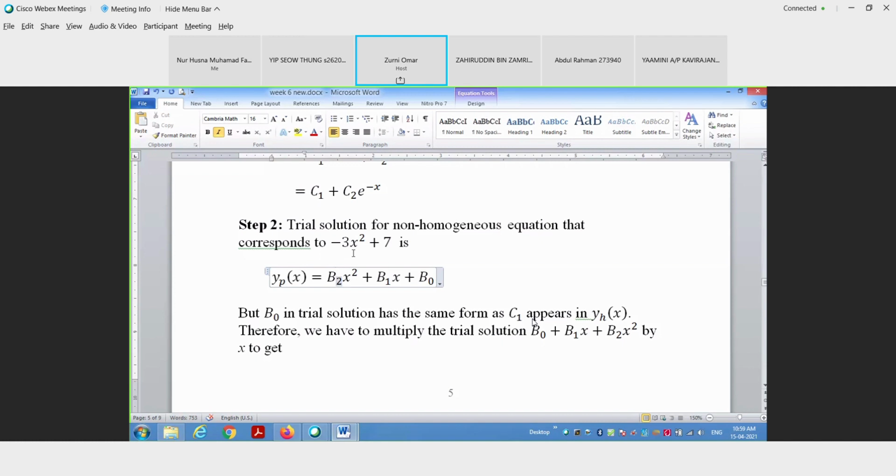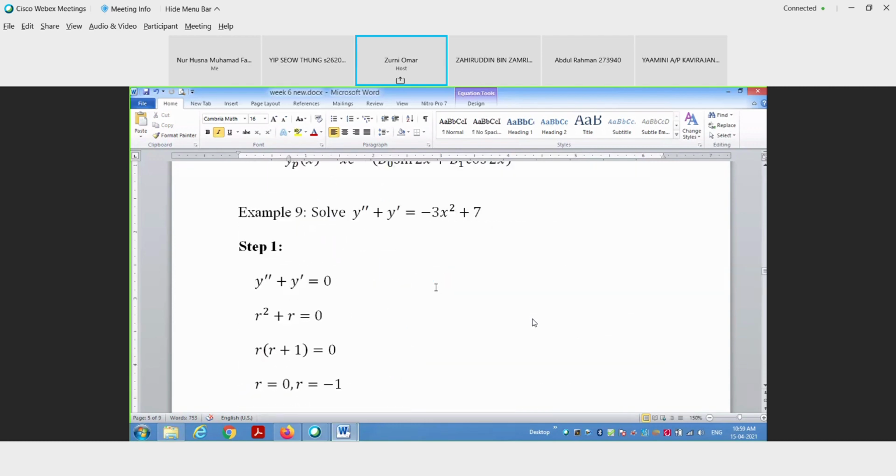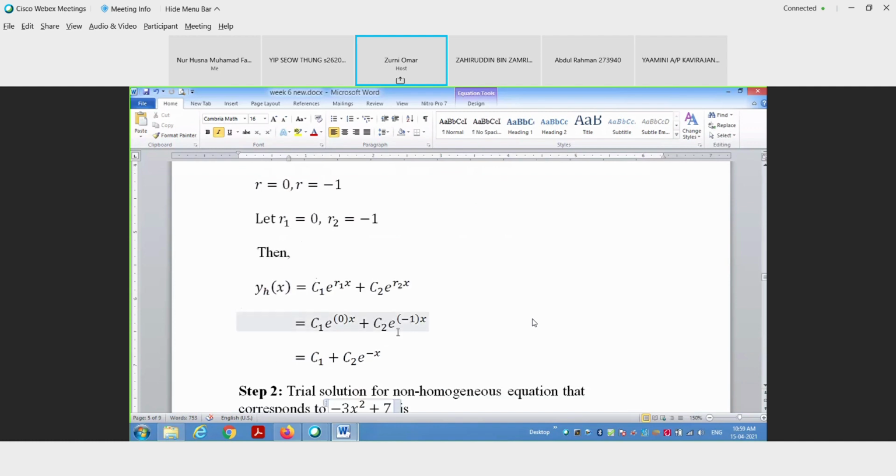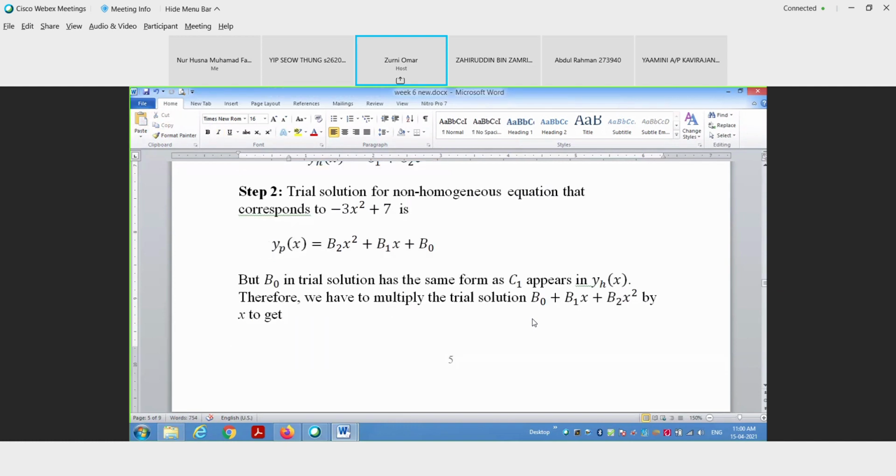Polynomial of order 2. Now Yip, you compare this. B0 in YP is a constant, right? Okay, and then we compare with YH. So what is our YH? This is our YH. I copy it here, put side by side.